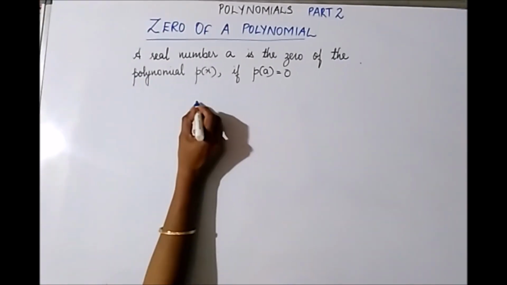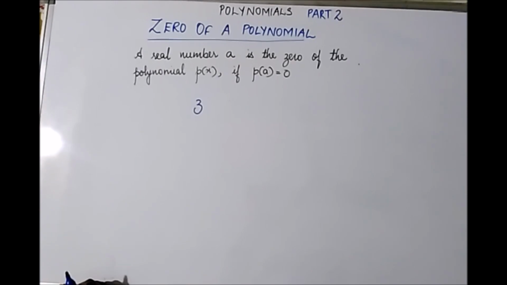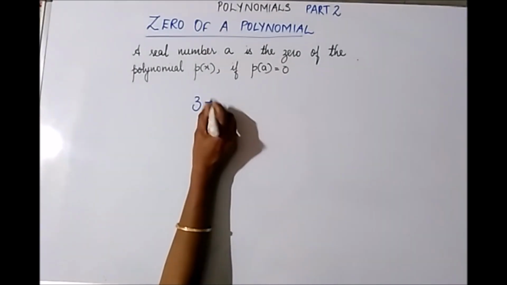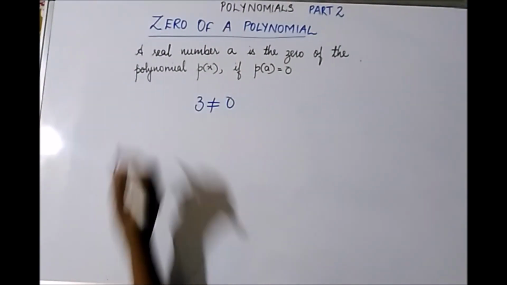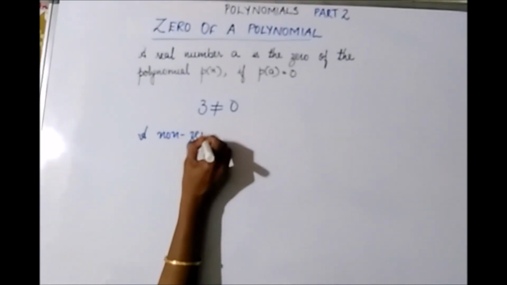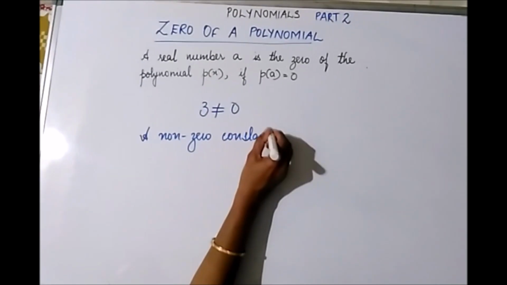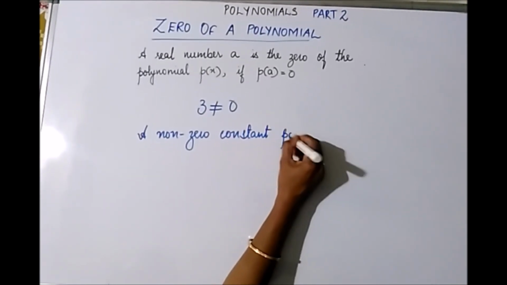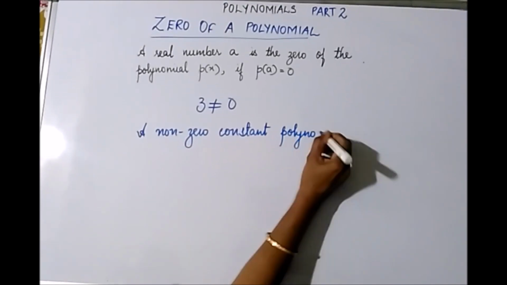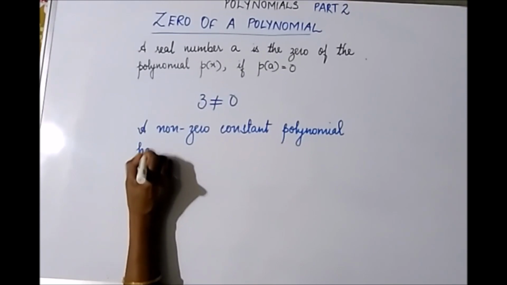Let us find the 0 of a non-zero constant polynomial. Let us take an example 3. 3 is a non-zero constant polynomial. The value of 3 can never be equal to 0. Therefore, we can say a non-zero constant polynomial has no 0.